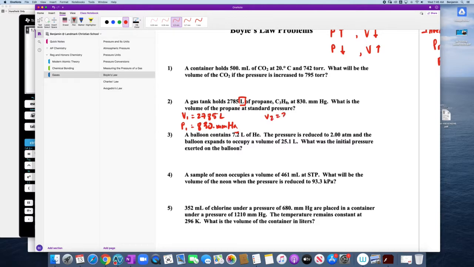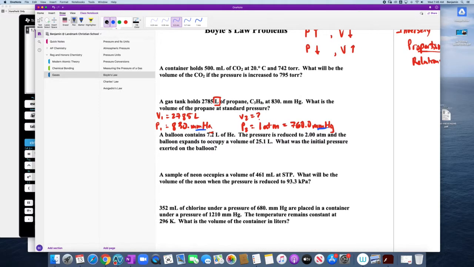So we're going to solve for the volume at standard pressure. Now, I told you guys this in the lesson plan document yesterday, but standard pressure is 1 atmosphere. 1 atmosphere is also the same thing as 760 millimeters of mercury. Okay, so we're going to use the same unit. Doesn't matter which unit, as long as it's the same unit. So now let's go ahead and plug into Boyle's law.